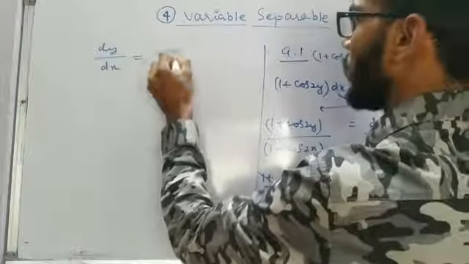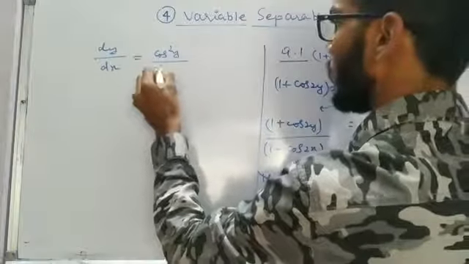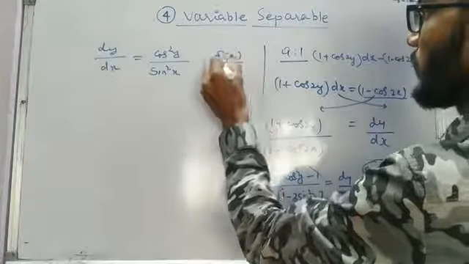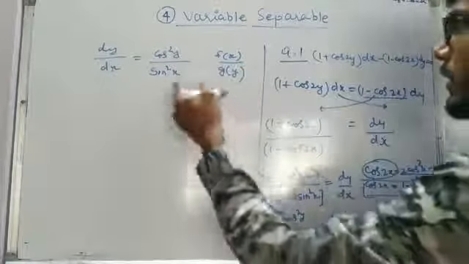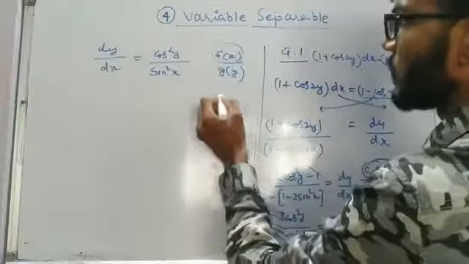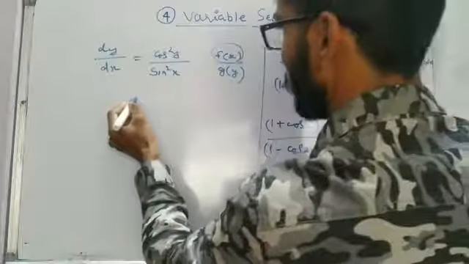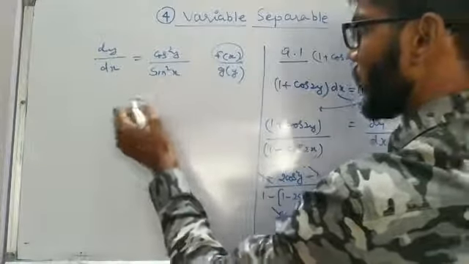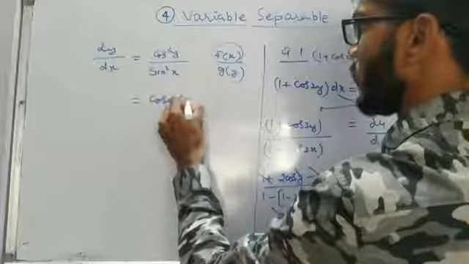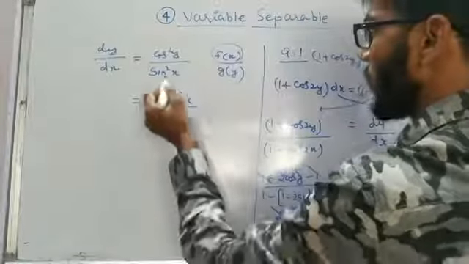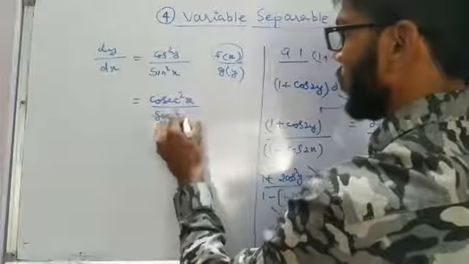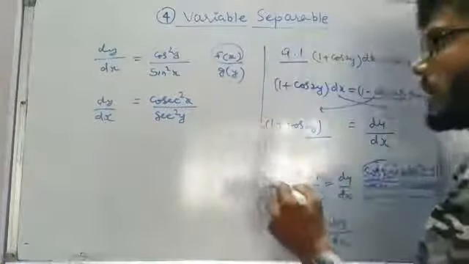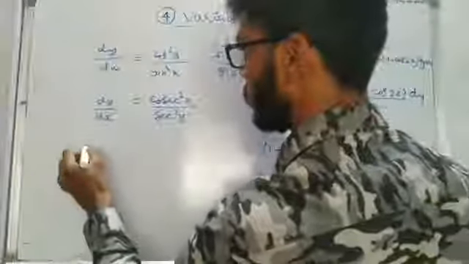cos square y divided by sin square x, but we have to get it in terms of f of x divided by g of y. So dy by dx should have a function of x in the numerator, but sin square x is coming in the denominator, so we'll make use of trigonometric functions. 1 upon sin square x we'll write as cosec square x, and cos square y we'll write as 1 upon sec square y. Now this will come in the required form, f of x divided by g of y, and now we can cross multiply them.